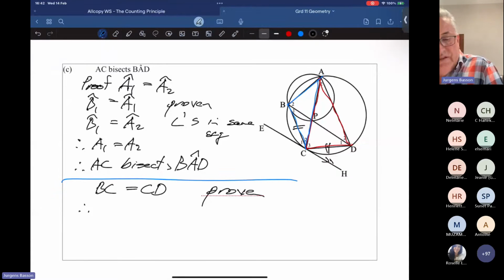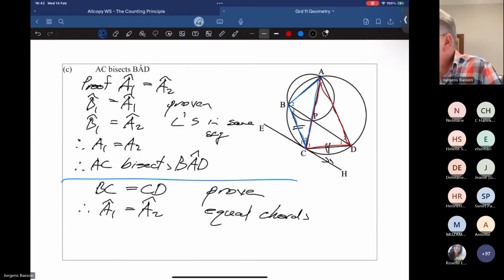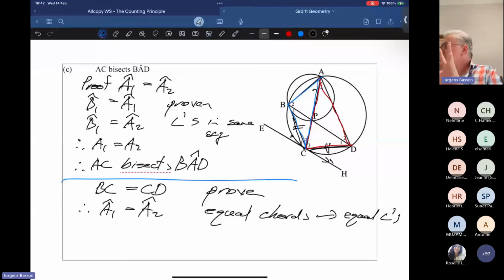And then we can straight away go and say A1 is equal to A2, and the reason for that is equal chords, equal angles. So equal chords subtend equal angles. So it's a variation of the angles in the same segment one. So you would see this one way shorter.